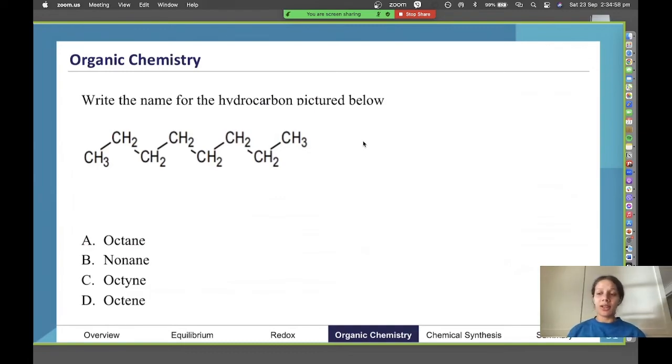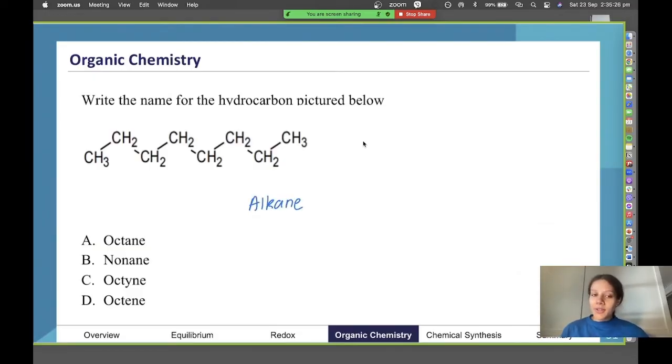So just starting with looking at different organic compounds and naming them. So we want to name the hydrocarbon pictured below. So we can first have a think about, do we have any functional groups here? So we can kind of see it's just a straight carbon chain with nothing crazy happening. We don't have any double or triple bonds, and we don't have anything branching off the sides. So we can kind of then classify this as an alkane.